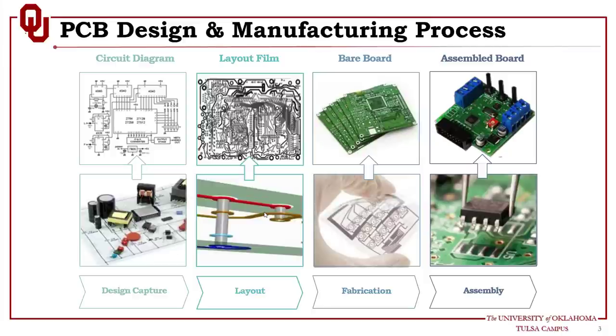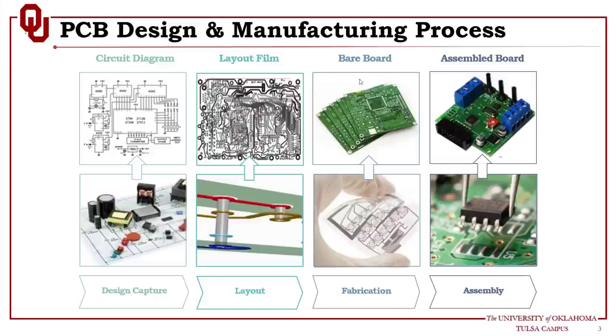You have the form factor of the physical components, and you start making physical connections between these components, or the pins of these components. Once the layout is finished, you generate something called fabrication files, or, if you hear the term, Gerber files. These Gerber files will be sent to the PCB fabrication house or PCB fabrication factory, where they will create layout films to produce the bare boards. They call them bare boards because they are just the printed circuit boards with no components on them.